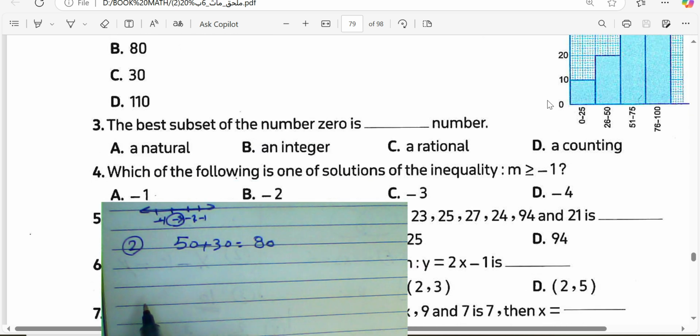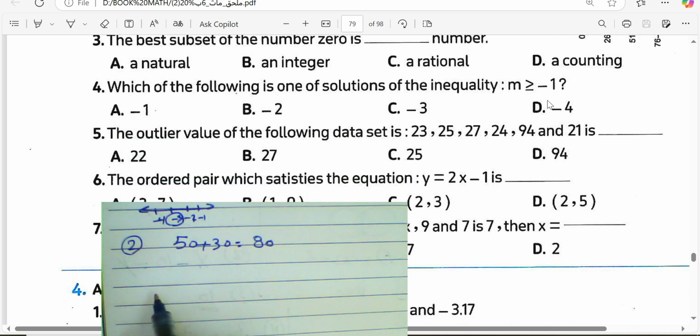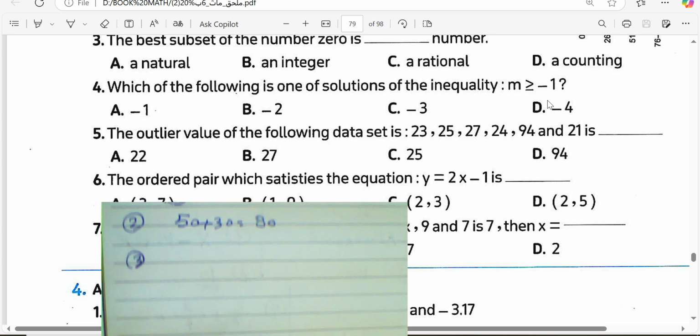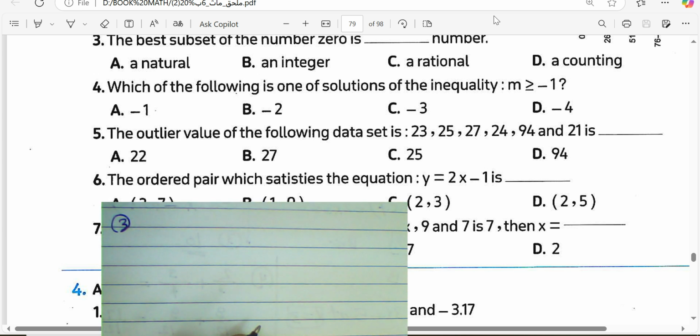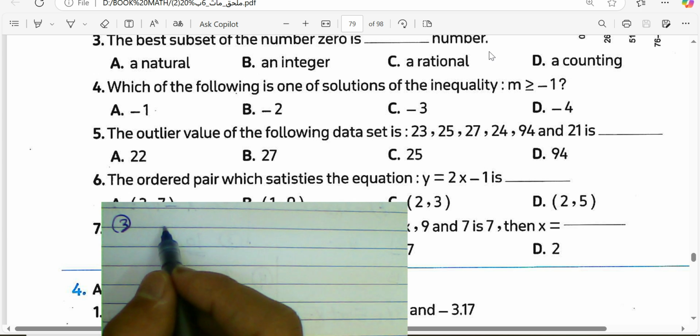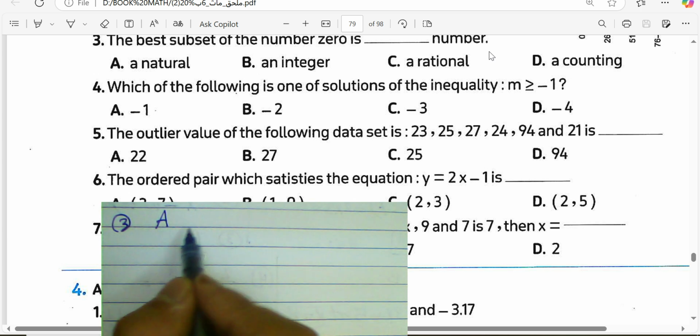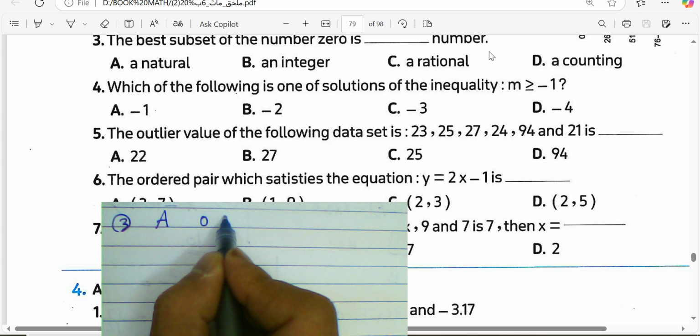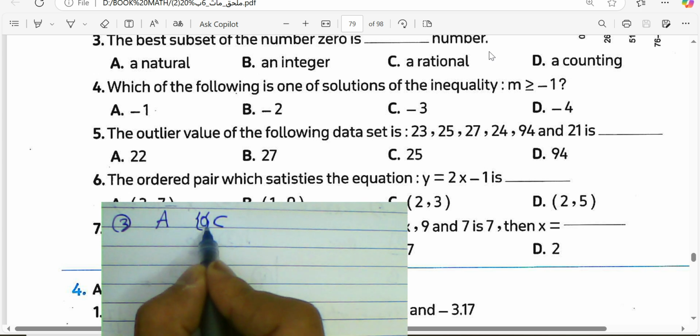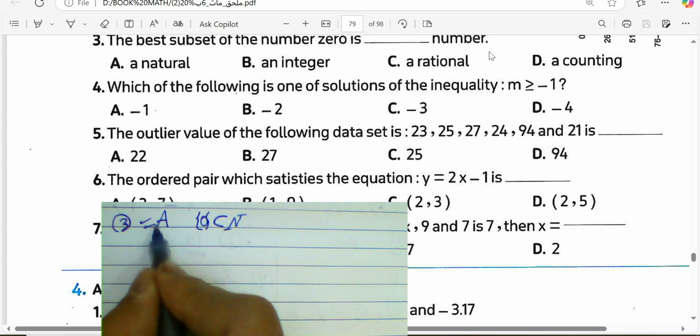Next question, number 3. The best subset of the number 0 is space. 0 is a subset of rational numbers. Okay, natural numbers. Choose letter A. The set of 0 is a subset of natural numbers. Choose letter A.